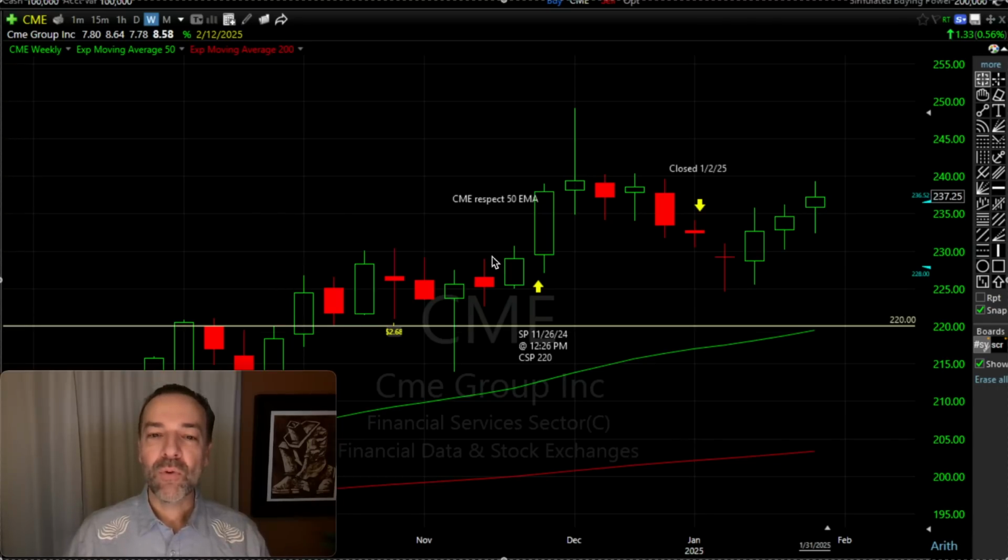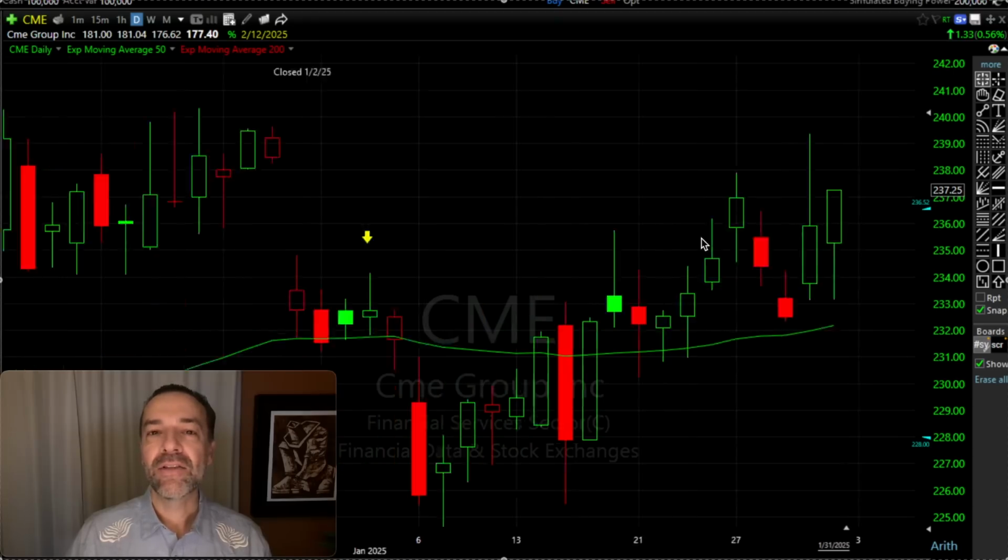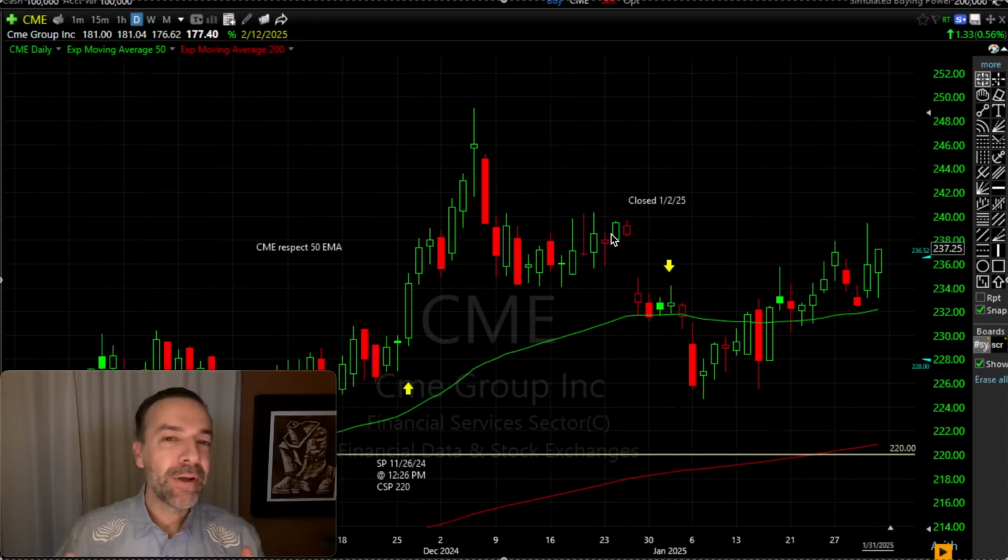Overall, the direction of the trend of CME appears to be up in both of these time frames. Now, of course, there are ups and downs in these candlesticks, in this case weekly, and here we see daily. So there are ups and downs. Remember, I like to compare stock charts like waves in the ocean. They go up and they go down.